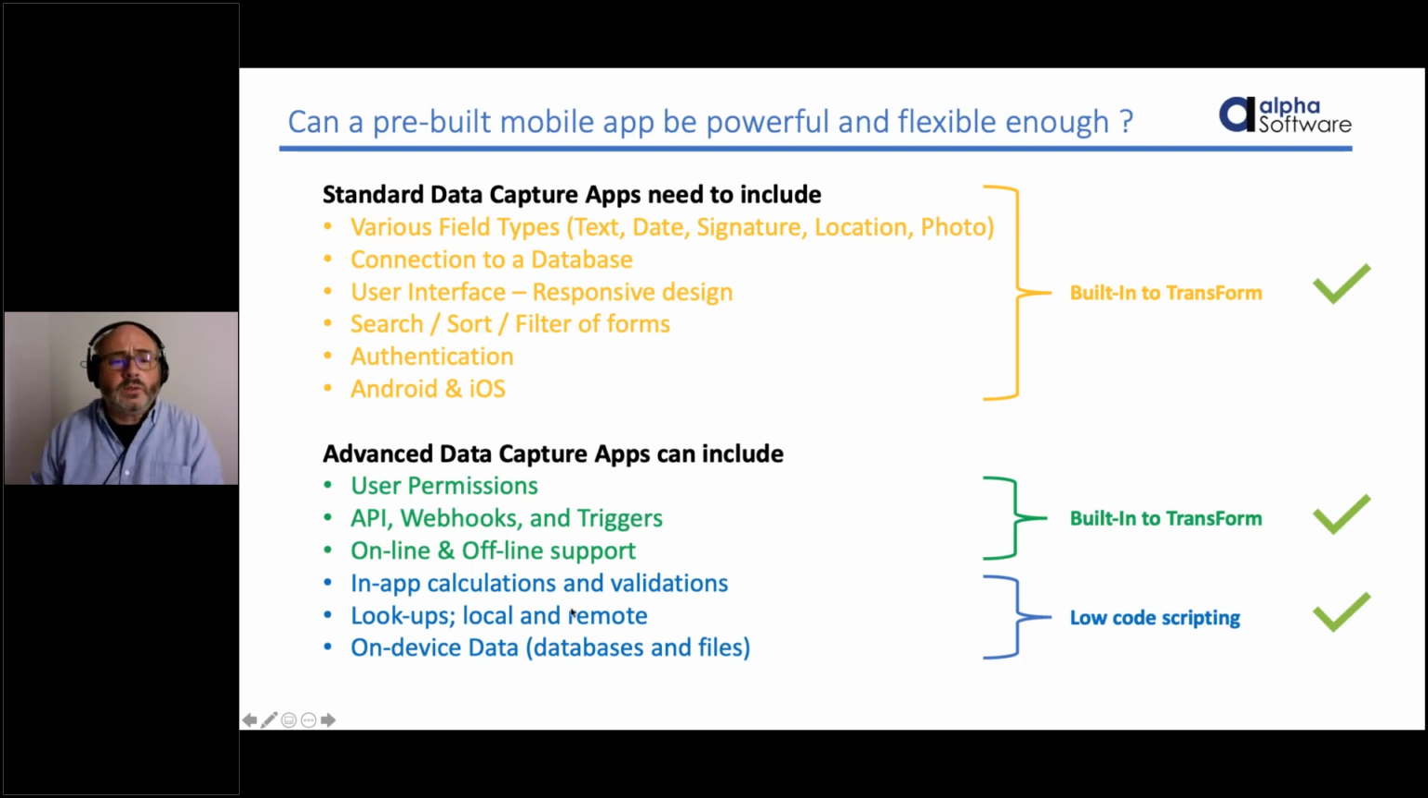We also have the ability to look up from local and remote databases. This goes back to the barcode example that I had just given you a moment ago. And that involves having on-device data. That could be databases, but it could also be training videos. It could be PDF manuals. It could be a whole bunch of other things that you can include in your application for offline use.